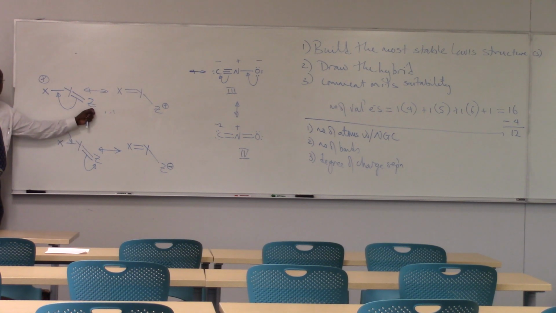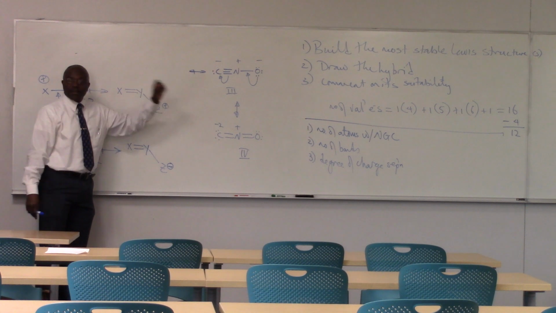But Z invested an electron in the ZY bond. That electron now is gone away from the Z completely. So Z has lost an electron ultimately to X. Therefore, the charge on Z becomes positive.